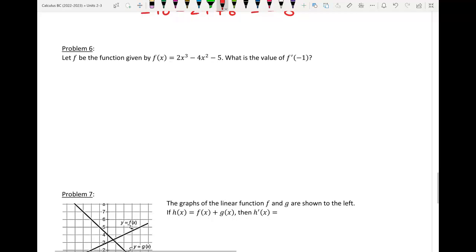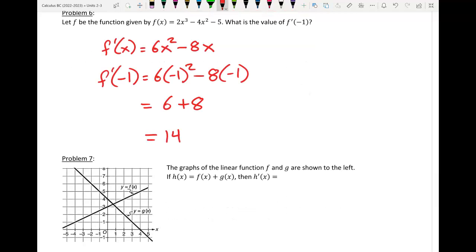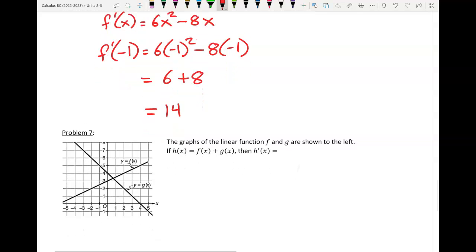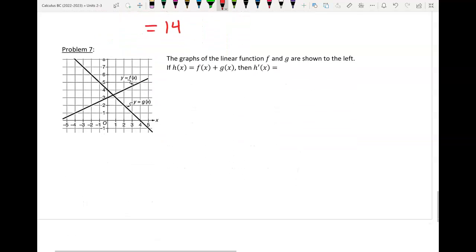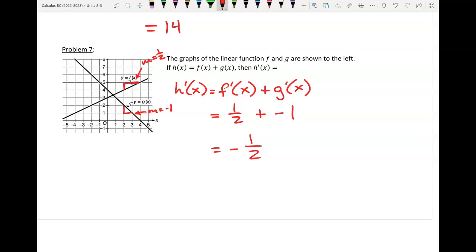All right, so it should be on to number 6. Okay, do we have an answer for number 6? I got 14. You guys getting 14? Okay, good. All right, on to number 7. How did we do on number 7? I got negative 1/2. All right, awesome.